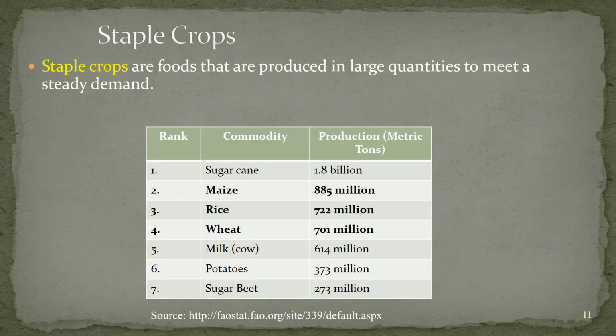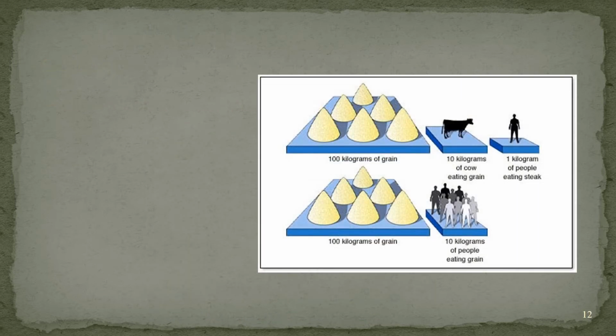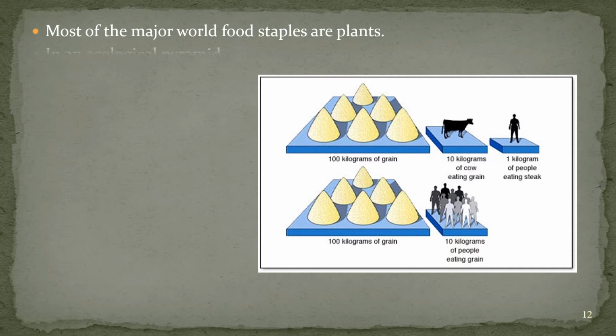So some staple crops, what's produced in large quantities to meet a steady demand, include sugarcane, maize, rice, wheat, dairy, basically milk from cows, potatoes, and sugar beets. The top staple crops worldwide are sugar, wheat, corn, and rice. Just a little FYI. Most of the major world food staples are plants.